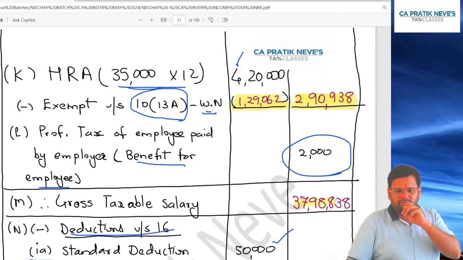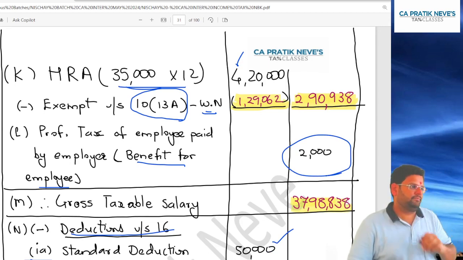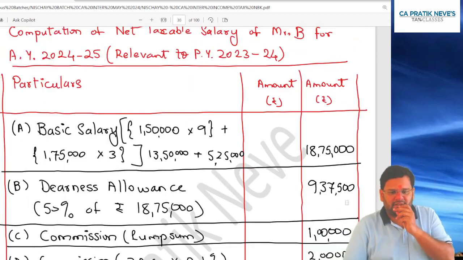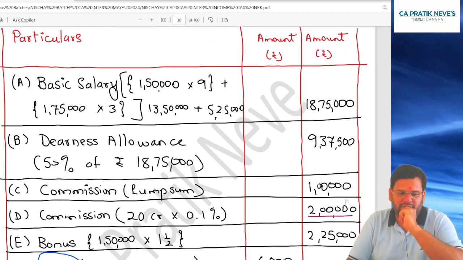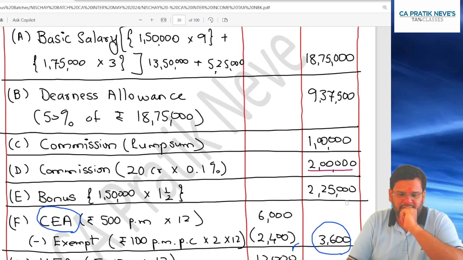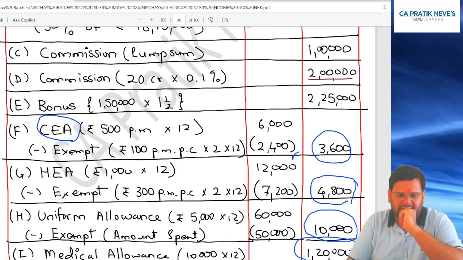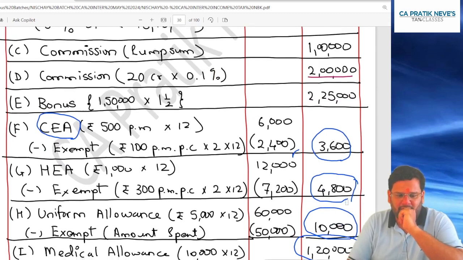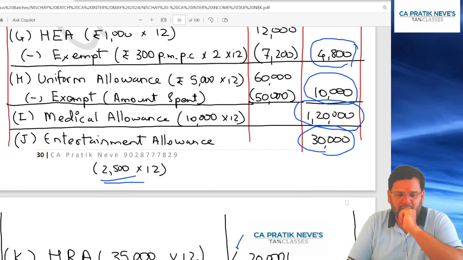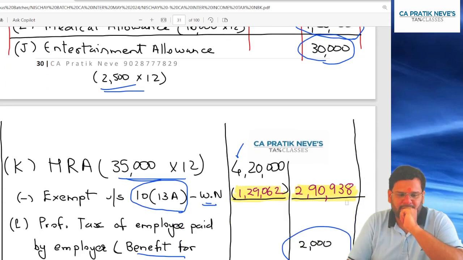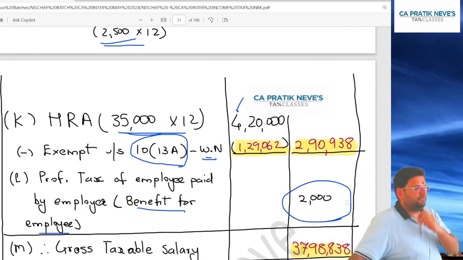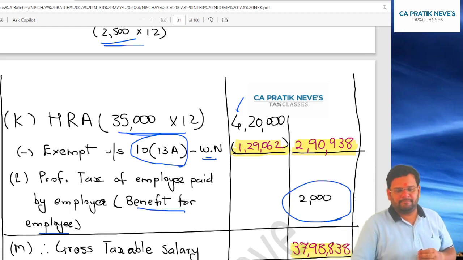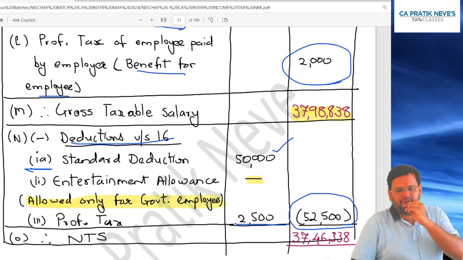Can you get GTS now? Take your time but get GTS. Total of second amount column, means basic plus DA plus commission lump sum plus commission percentage of sales plus bonus plus taxable children education allowance plus taxable hostel expenditure allowance plus taxable uniform allowance plus medical allowance plus entertainment allowance plus taxable HRA plus professional tax of employee paid by employer. Please take total. Don't be shy. Tell me what is the total. Is it 37 lakh 98,838?